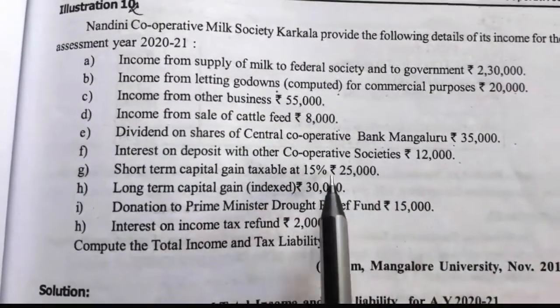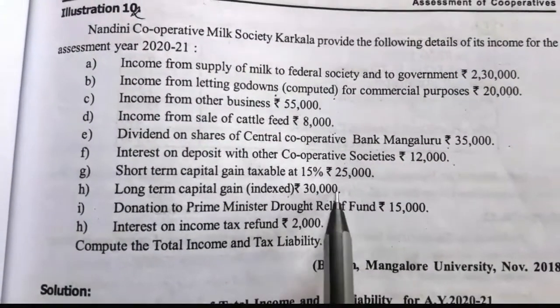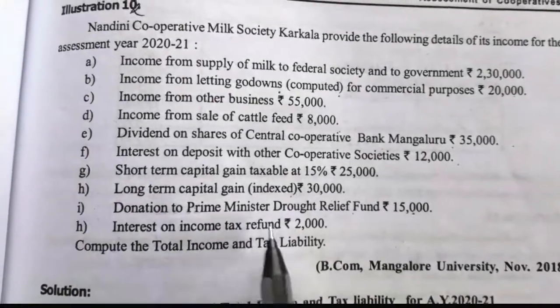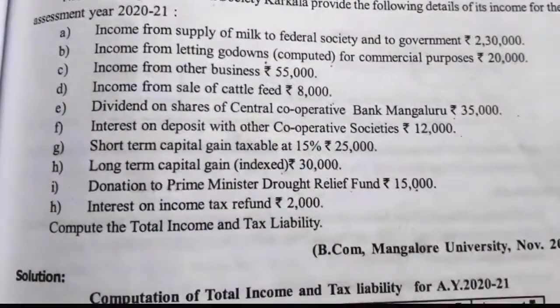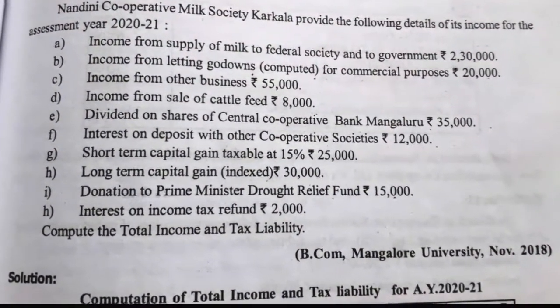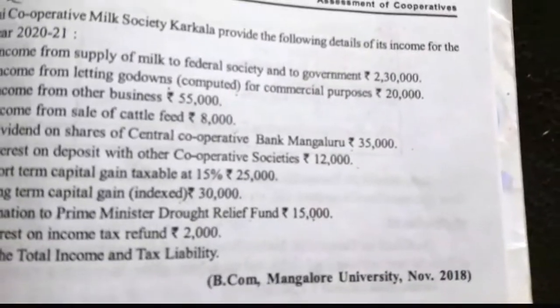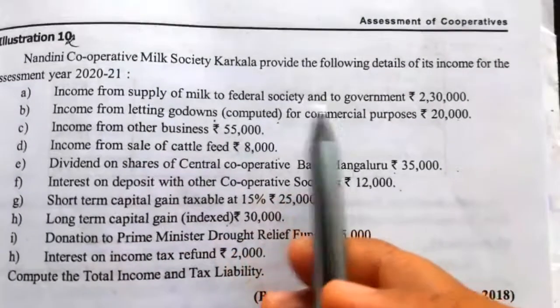Short term capital gain taxable at 15%, 25,000. Long term capital gain indexed value 30,000. Donation to Prime Minister Draught Relief Fund 15,000. Interest on income tax refund 2,000. Compute total income and tax liability. So this is a question asked in the year 2018 question paper. Now see the question. So with this information we have to compute the total income and tax liability.